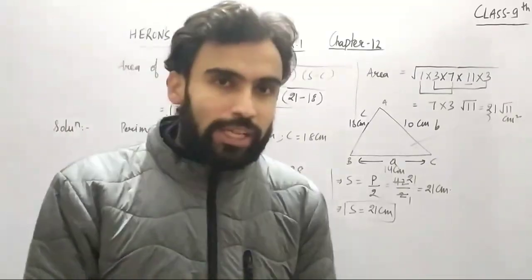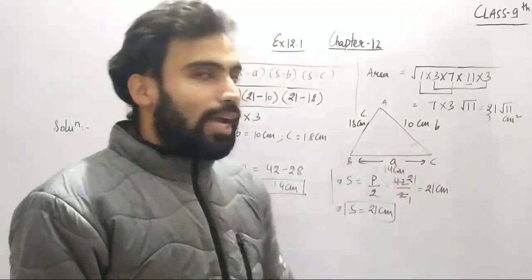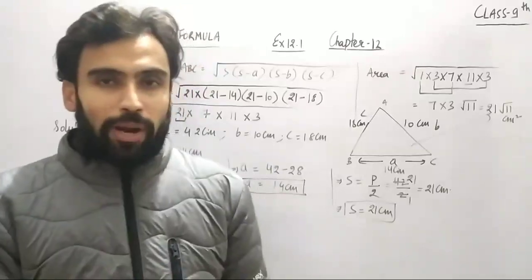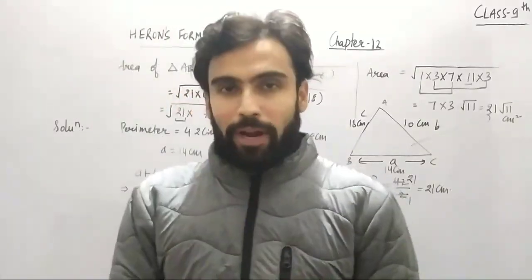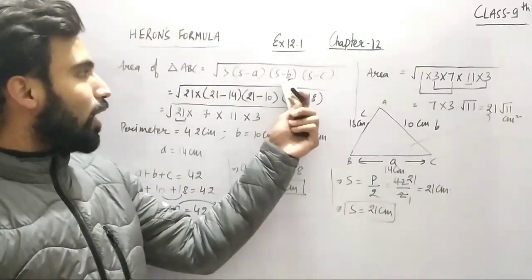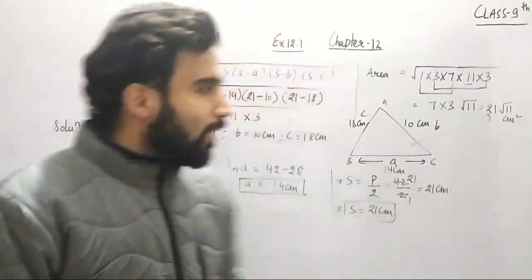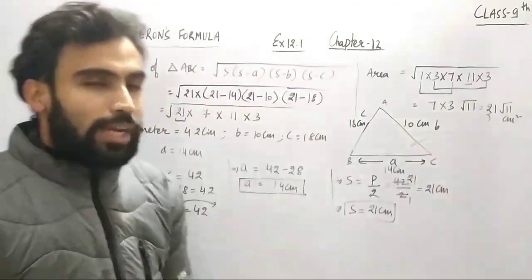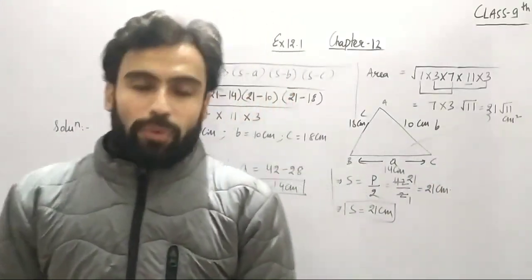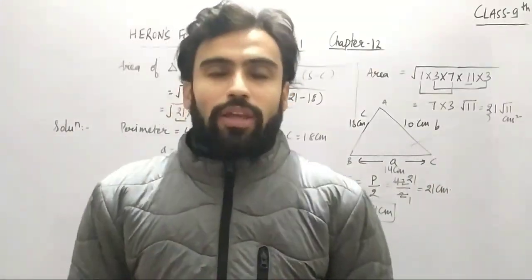Then we know easily that if we know the three sides and the perimeter, with the help of the perimeter we can get the value of the semi-perimeter. Then simply substitute those values into this formula, that is Heron's formula, right? Then solving will give us the area of the required triangle, right? So that was all in this question here.